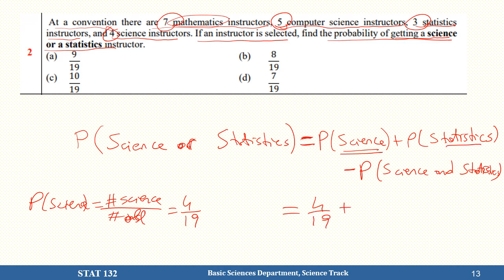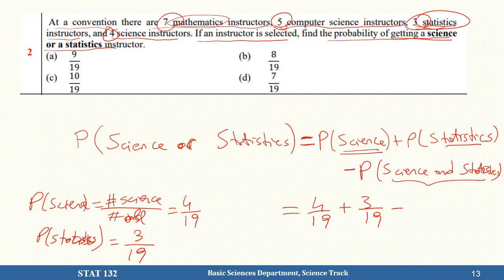And then plus the probability that the teacher is statistics, which is the number of statistics teachers, 3, divided by 19. We will have 3 over 19. When it comes to science and statistics, a teacher here is not teaching both. So they're mutually exclusive, or we can say a teacher cannot be both science and statistics at the same time. So this is just 0. So the answer is 7 over 19.